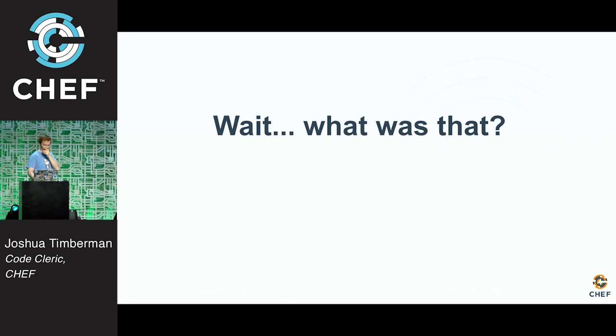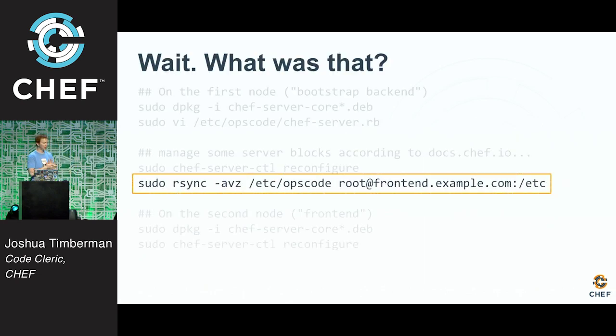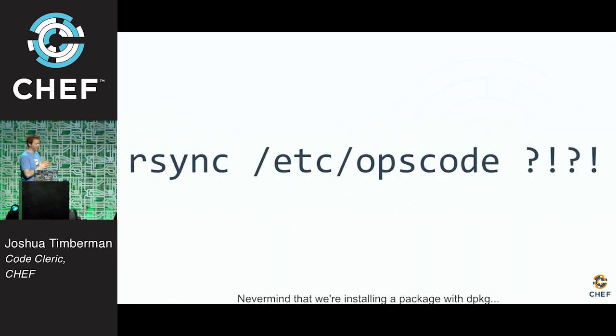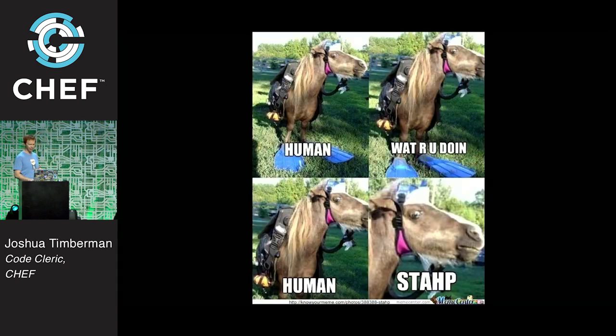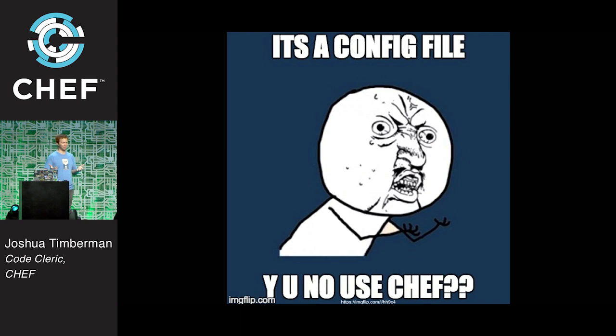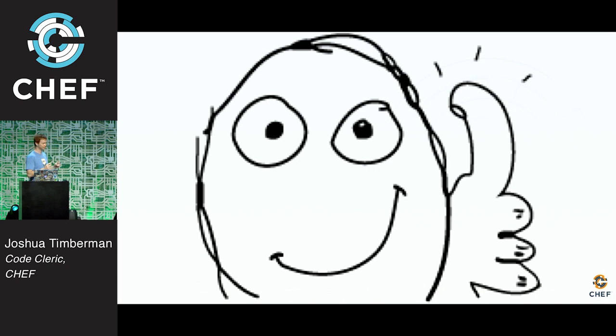But hold on, wait one moment though. I want to back up for a moment and look at that slide again. We're going to rsync a directory over. Never mind that we're manually installing a package with dpkg, but we're rsyncing a directory in 2015. We have Chef. Why don't we use Chef to manage the config files? Well, that's brilliant. How would we do that?